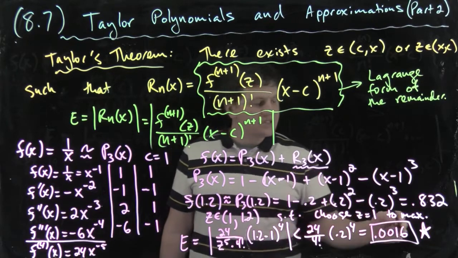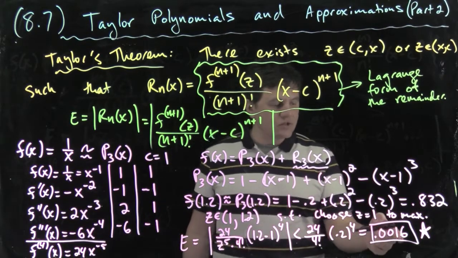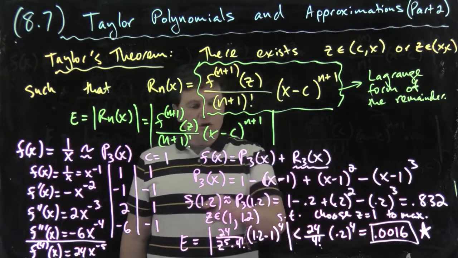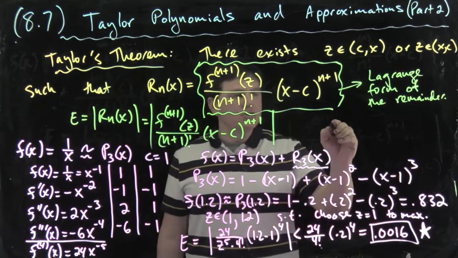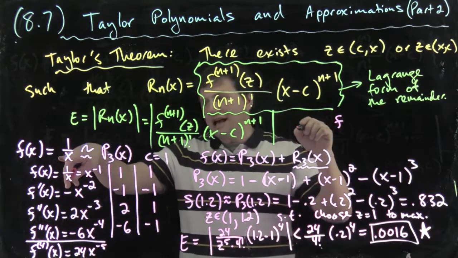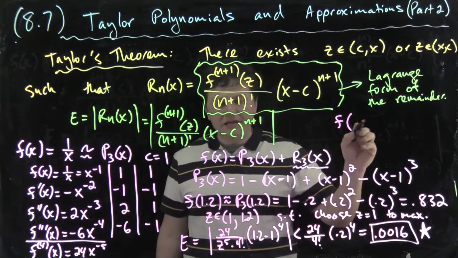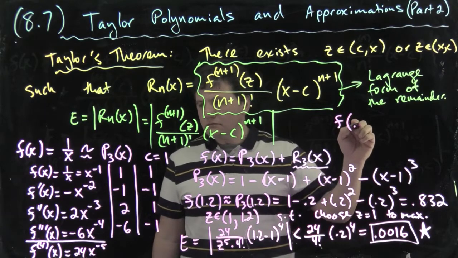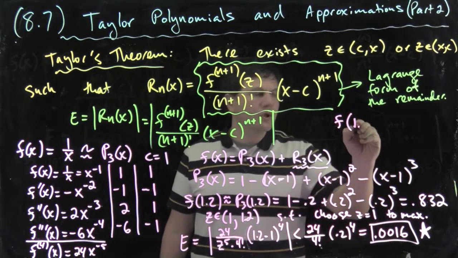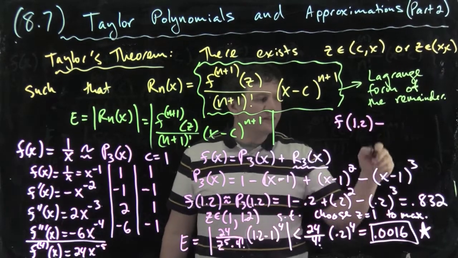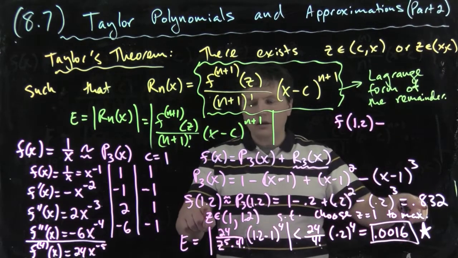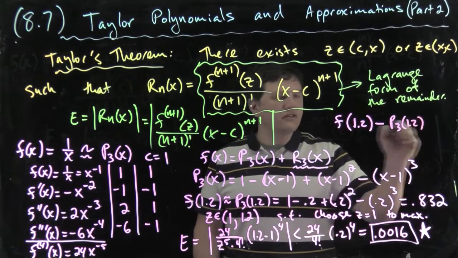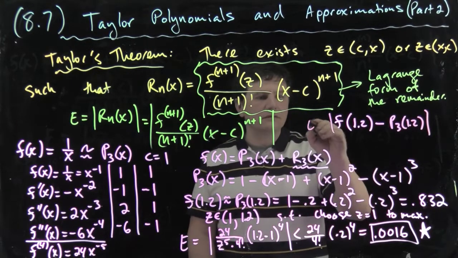Okay, so now let's just take a look at this. We're saying the error has to be less than this. Well, let's just experiment to see that this works. Notice we didn't find that z here. So we know the actual error, because f is just 1 over x, is equal to 1 over 1.2 minus our p sub 3 of 1.2. This is what the error actually is.